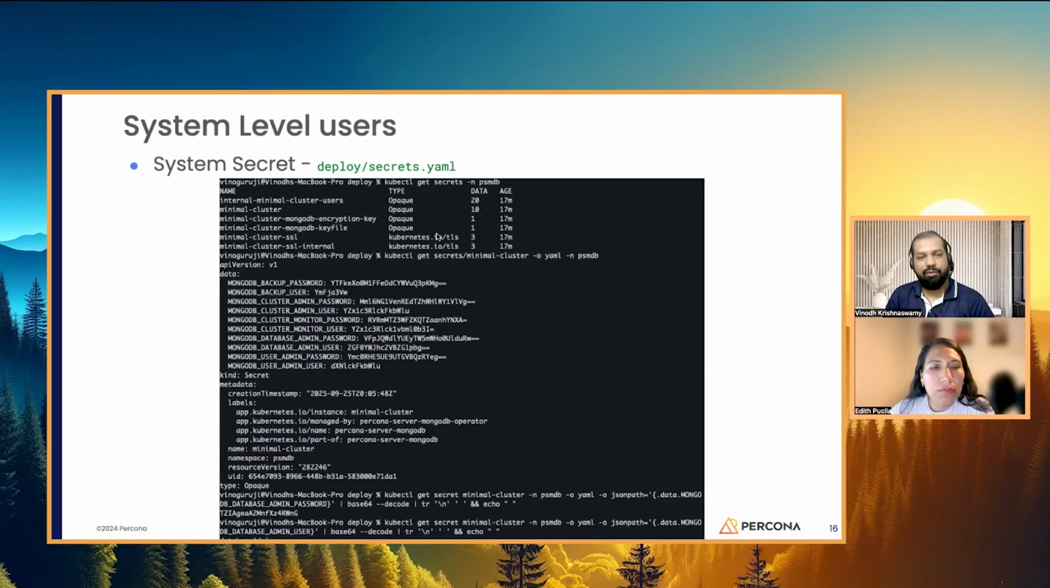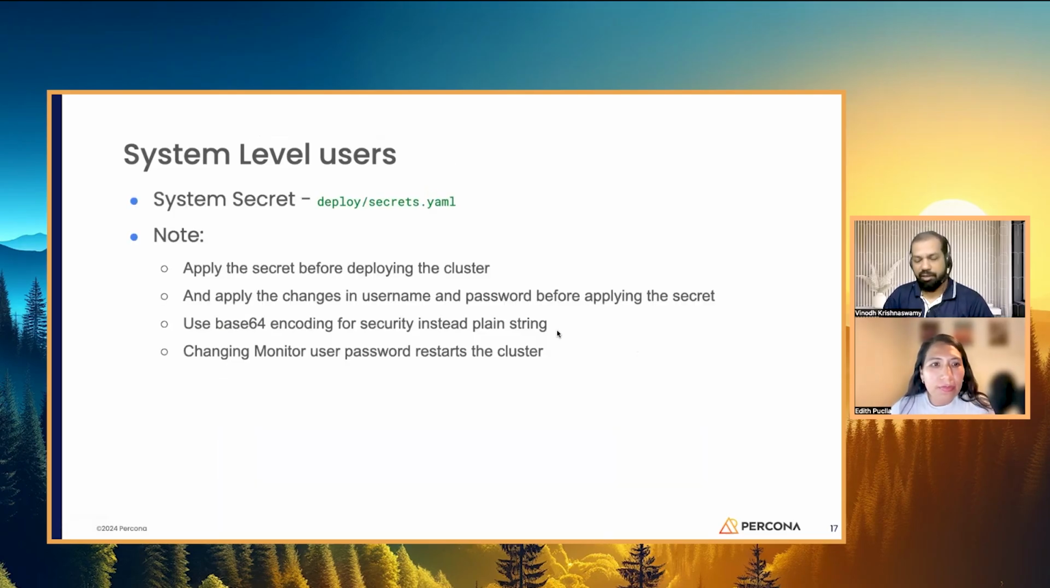After getting the secret, when you see this particular secrets file, you can see the encoded versions of username and password, username and password, and so on. And if you want to see them, you can decode the password, as I'm doing here. So this is the password for the database admin user. If you want to do that, you can do it like this, and we will see it in the lab session.